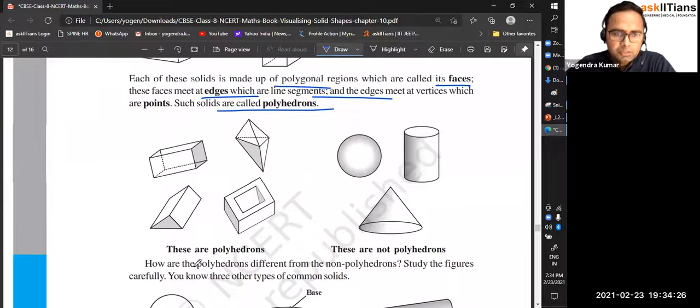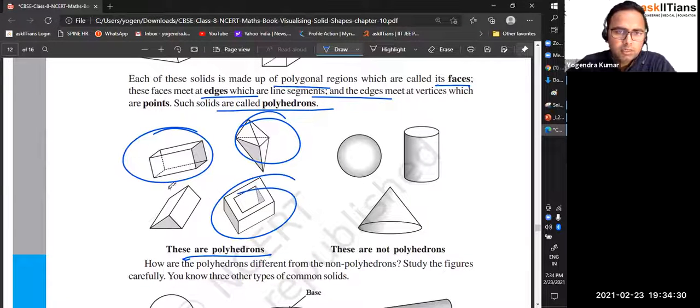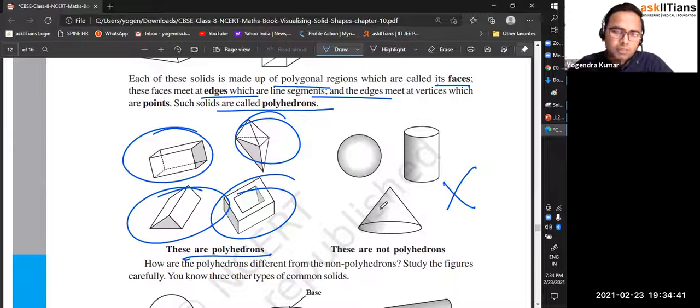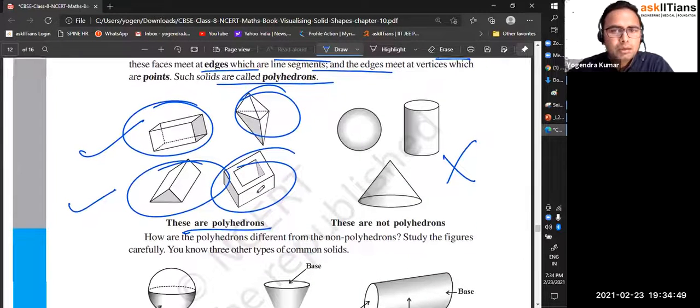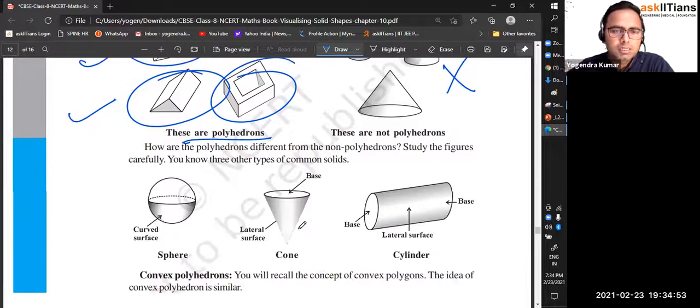By the way, you need to remember that these are polyhedrons, all of these, but not these. These are not polyhedrons. We don't count the circle, cylinder, cone, right? We study them separately. As of now, we need to understand polyhedrons, which have plane surfaces only, not curved ones. Curved things we study separately.